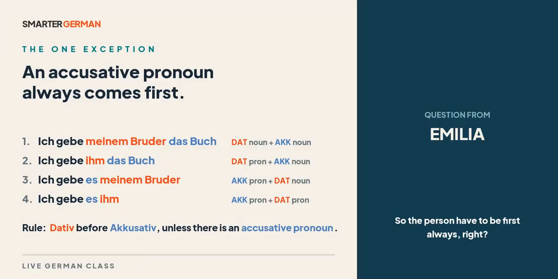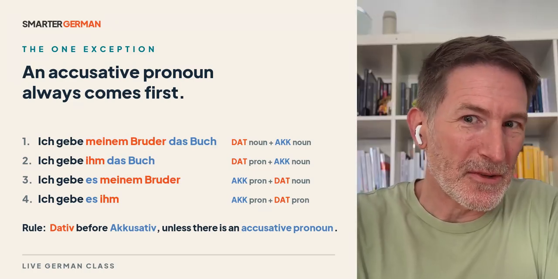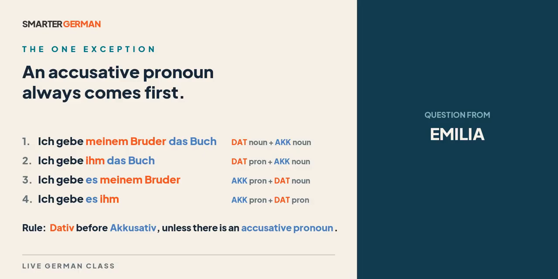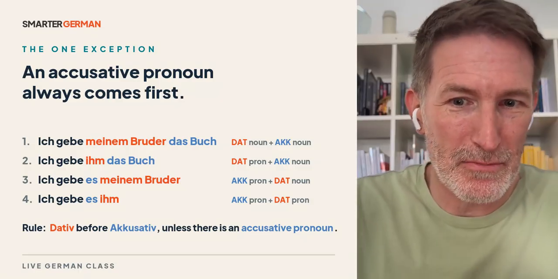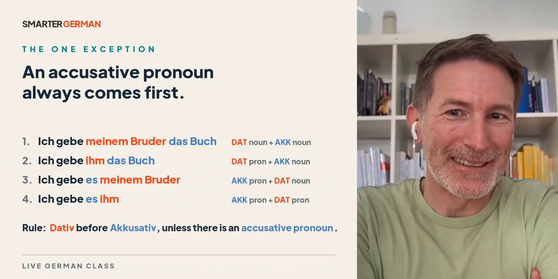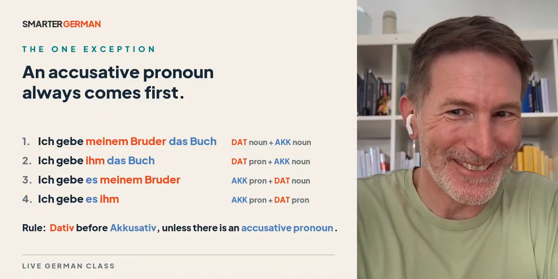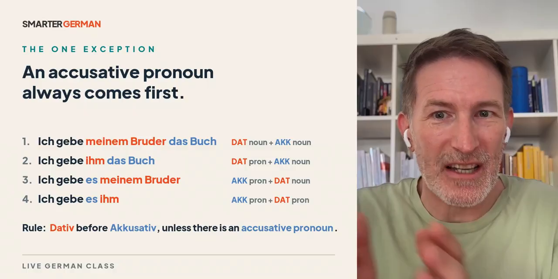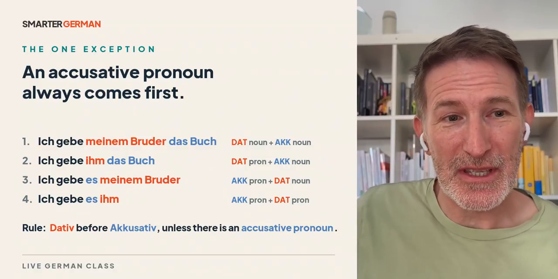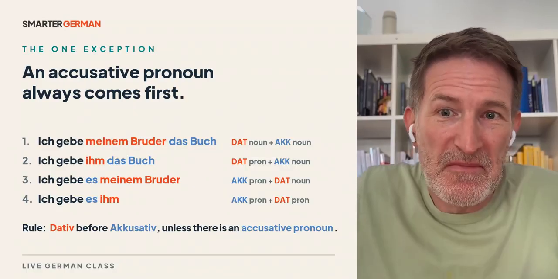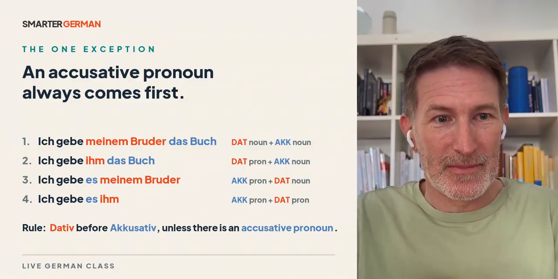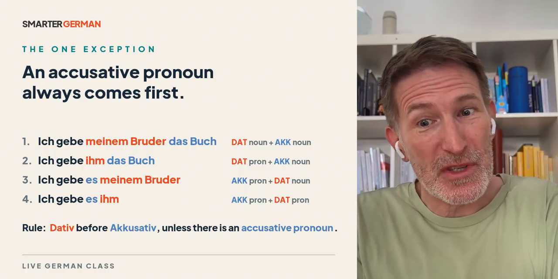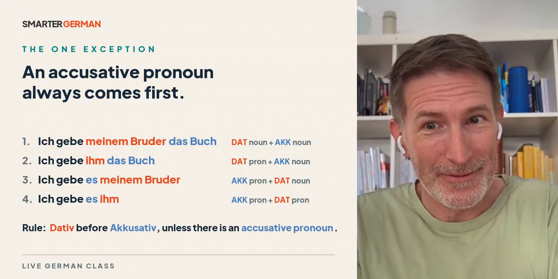The pronoun has to be first always, right? No, I don't think it's that. Because it's pronouns. Okay, I see. Grammar is not really personal. Grammar is very rational and it's describing standards. Honestly, if someone said, ich gebe das Buch meinem Bruder, it sounds as good. It's not wrong. Ich gebe das Buch ihm would sound a lot wronger.